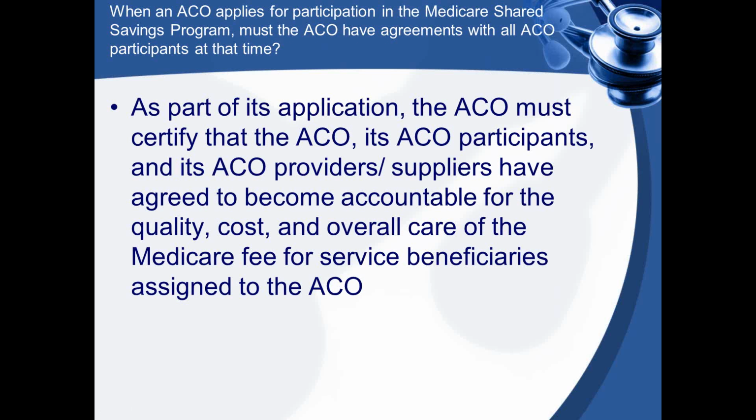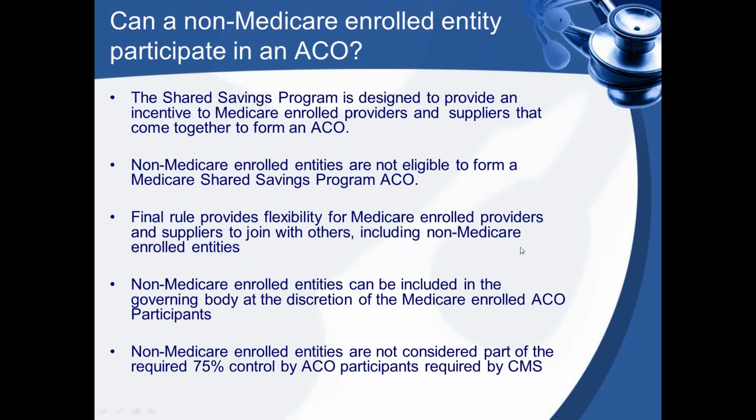Now, this should have happened before we applied, or before your group signed up: everyone under your ACO participant tax ID should have committed to be a part of the accountable care organization and be accountable for quality, cost, and overall care of Medicare fee-for-service beneficiaries. So you all should have signed something that said that you were going to be part of this ACO on behalf of your tax ID. That should have been done before the application was filed. Now, can a non-Medicare enrolled entity participate in an ACO?